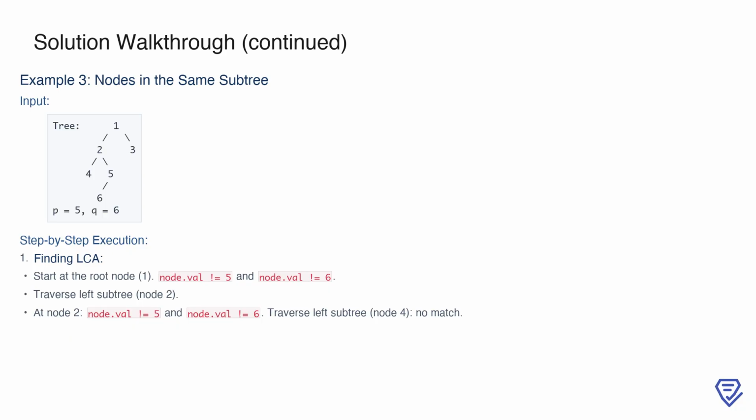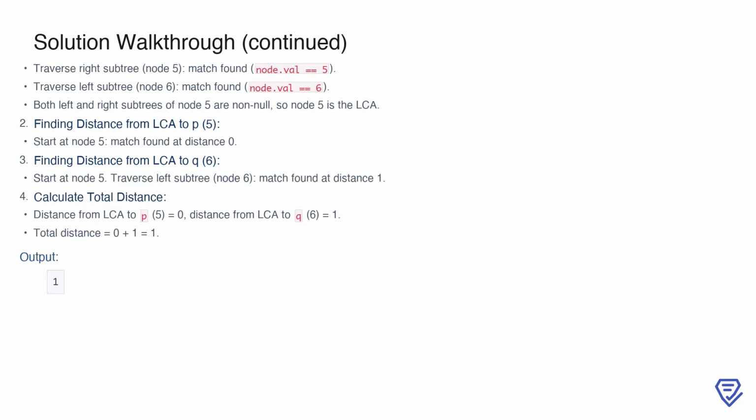Now, let's look at a third example where the two nodes are located in the same subtree. Here, we are tasked with finding the distance between nodes 5 and 6. The binary tree structure includes an additional node, 6, as a left child of node 5. We start by finding the LCA of nodes 5 and 6.